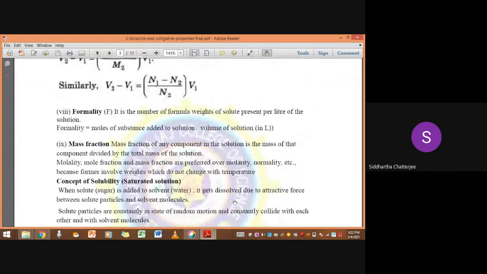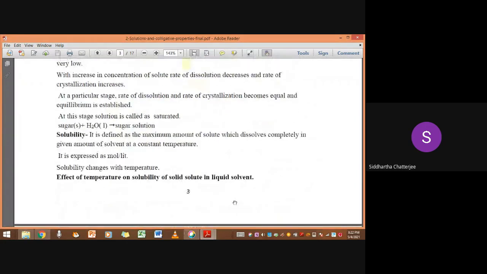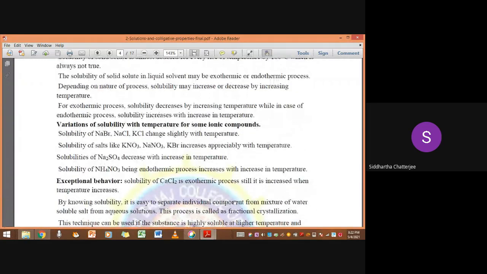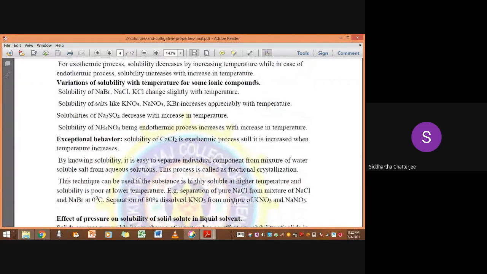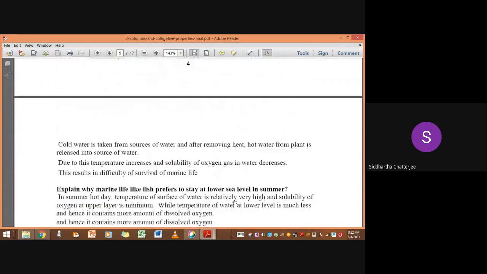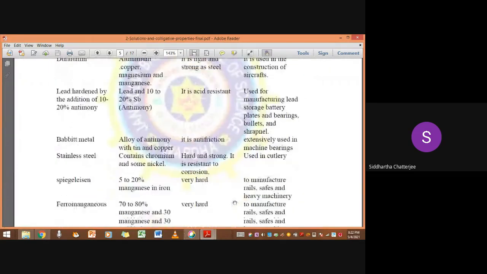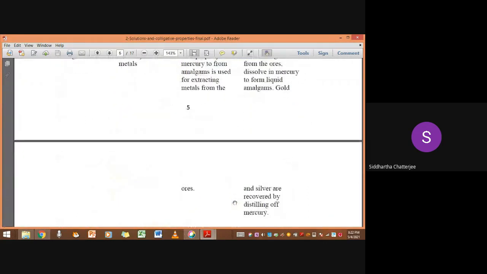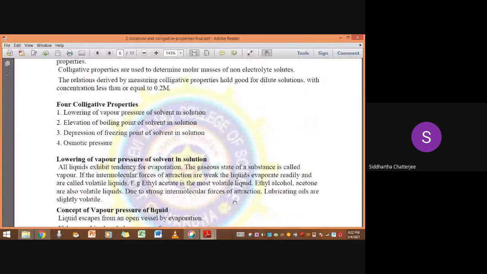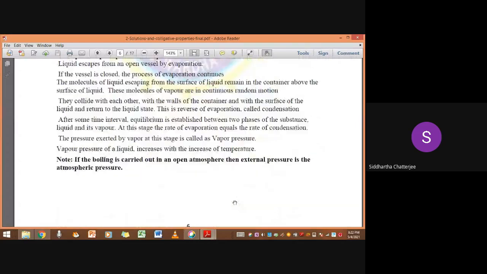The concept of solubility, saturated solution, then solubility and the effect of temperature on solubility, that also we have explained. Variation of solubility with temperature for some ionic compounds, exceptional behavior, and the effect of change in temperature, all this we have already explained. This is solid solution, meaning alloys, which is not required here, since you are studying liquid solutions. Then the four colligative properties, the relative lowering of the vapor pressure, the concept we have already explained.